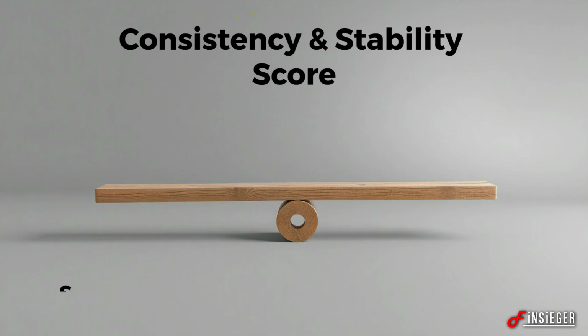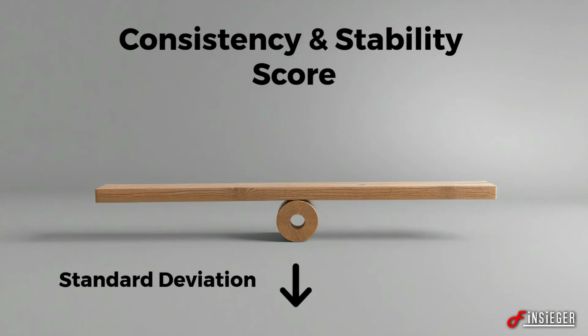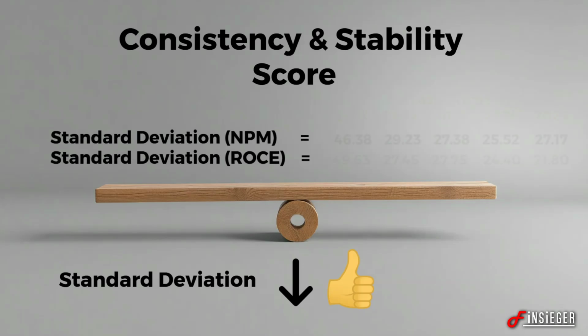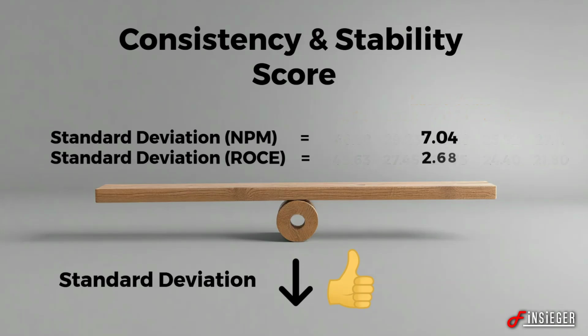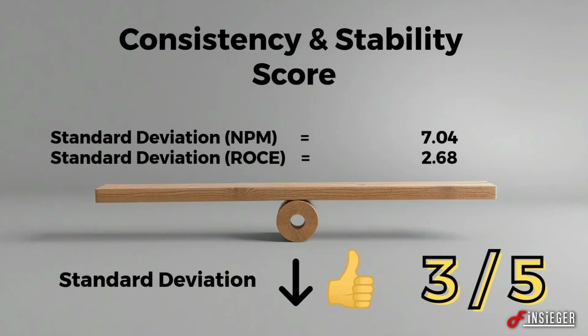In statistics, a metric called standard deviation is used to figure out how stable or consistent the values are. Lower values of standard deviation symbolize most stability. In this case, we will be running standard deviation on last 5 years data of NPM and ROCE, which come out 7 and 2.7 respectively. ROCE is quite stable than NPM. So, we reach its score of 3 out of 5.